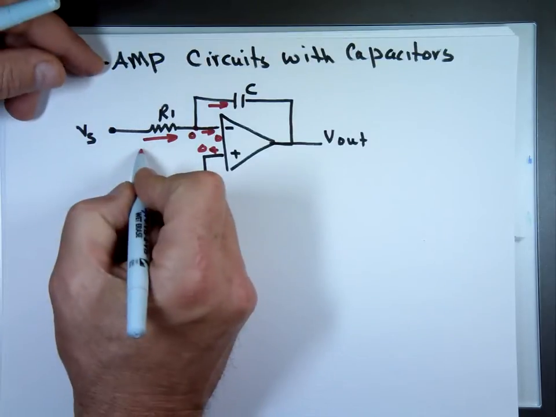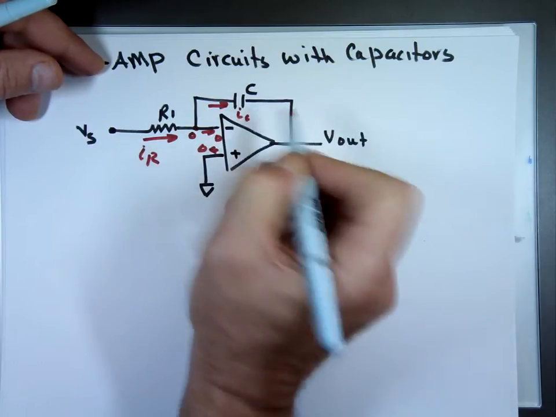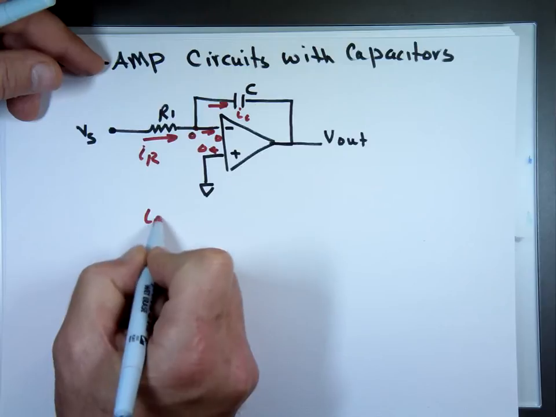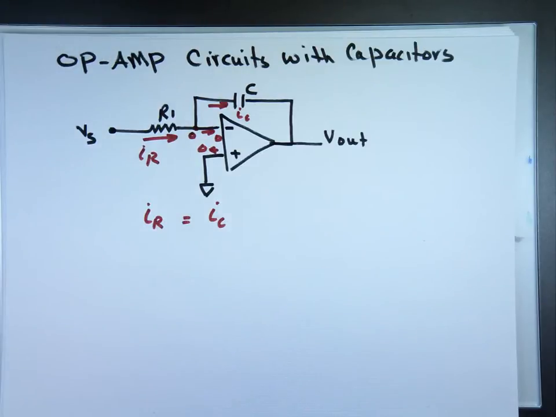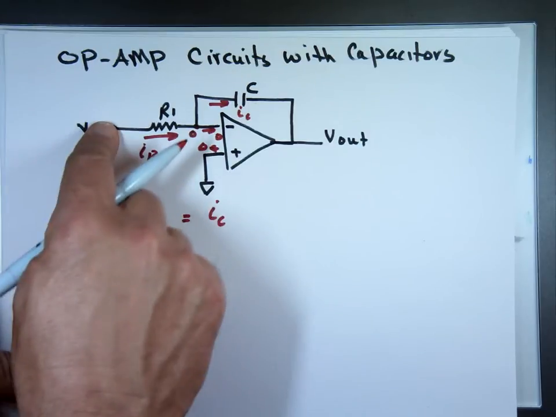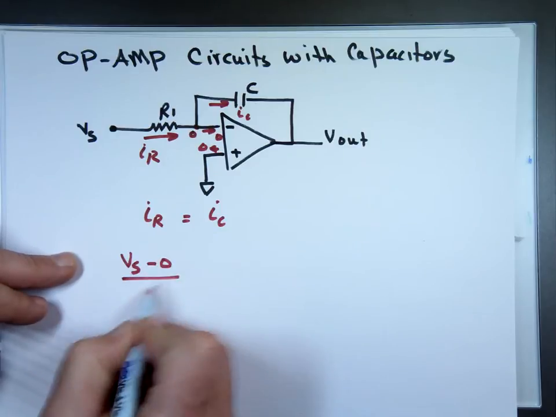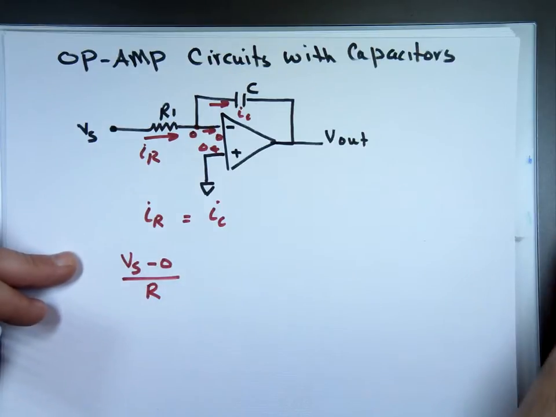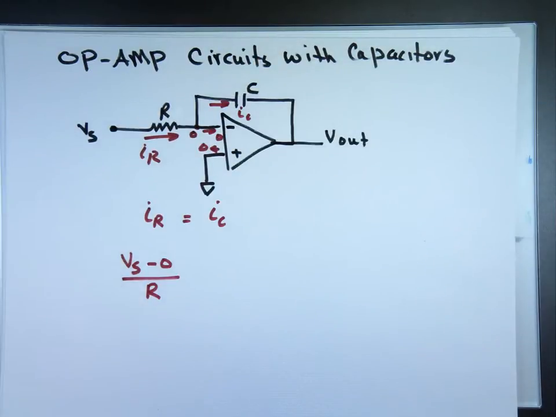If I call this current I sub R, I call this current I sub C, the current going into that node, I sub R equals I sub C. And what is I sub R? It's this voltage minus that voltage. It's Vs minus zero divided by, I don't know why I call it R1, I'll just call it R. There is no R1, R2 here. Over R.